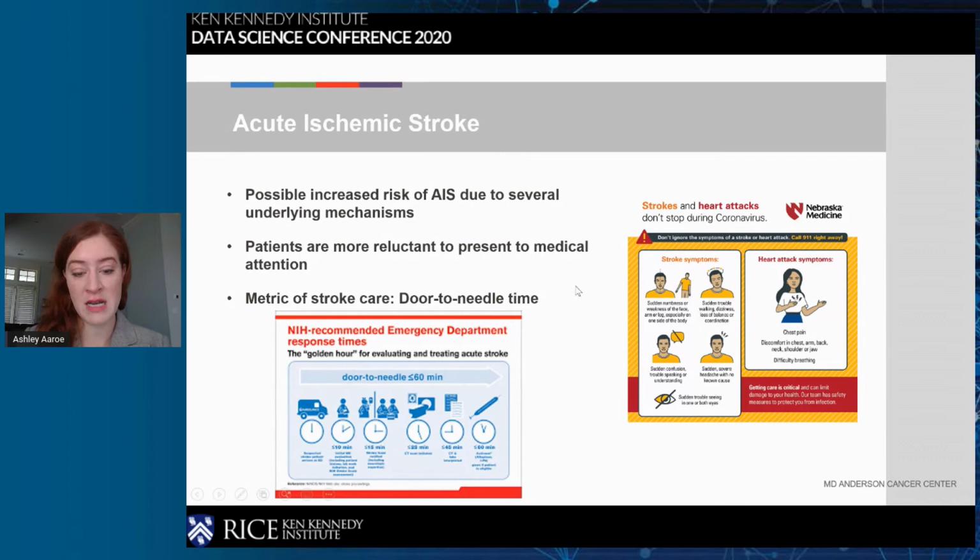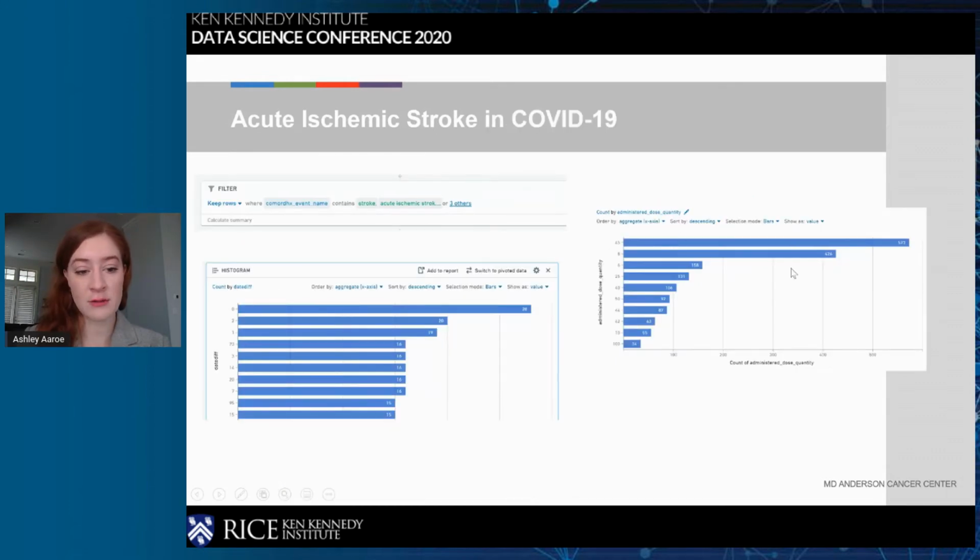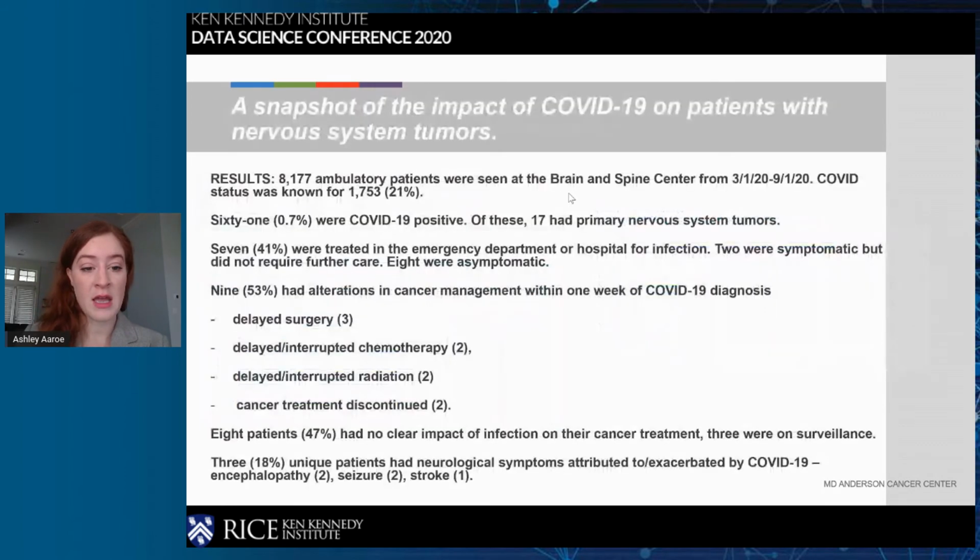And so really every minute matters. So we've been looking at defining patients who receive acute stroke therapy and whether or not the time it takes to implement therapy is now longer in the setting of the pandemic.